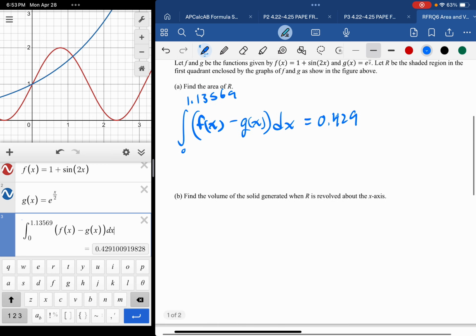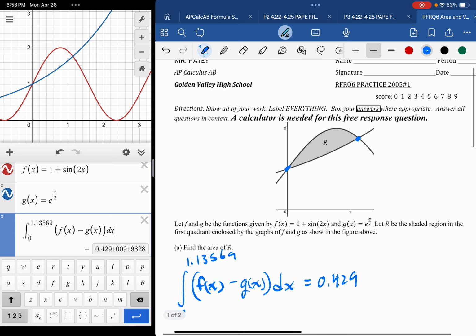Okay, next one says, find the volume of the solid generated when R is revolved around the x-axis. And so here's our x-axis right here. It is revolved around this x-axis. Now, when this outer function, which we know is, what is that? That's f. Yeah, this is f. When that one is revolved, that's going to be the bigger solid. When the other function is revolved, that's going to make a smaller solid. That will be your void.